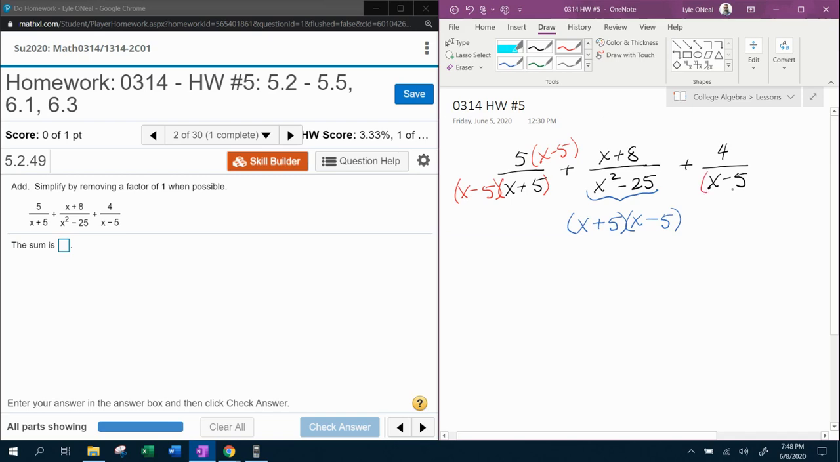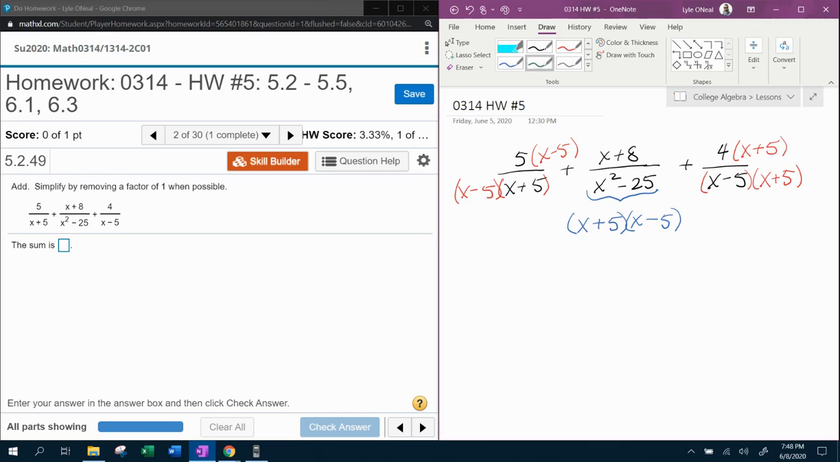Now look at the last denominator. It's got an x minus 5. Guess what it doesn't have? Yeah, it doesn't have the x plus 5 that the other two have. And so guess what it wants? Yeah, it wants an x plus 5. If I give it to the bottom, got to give it to the top.